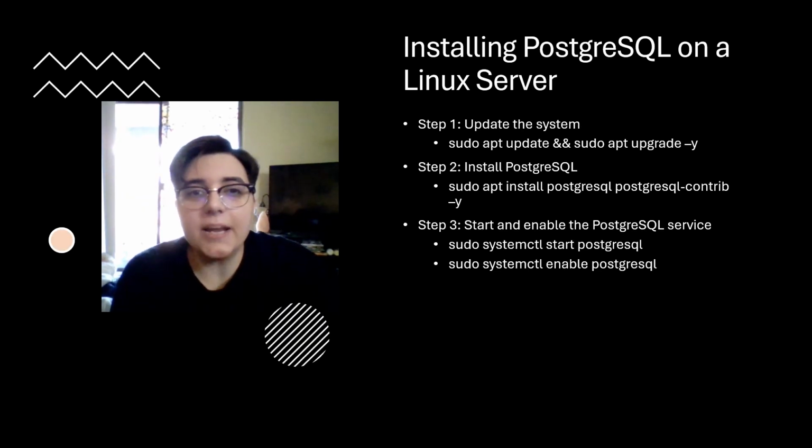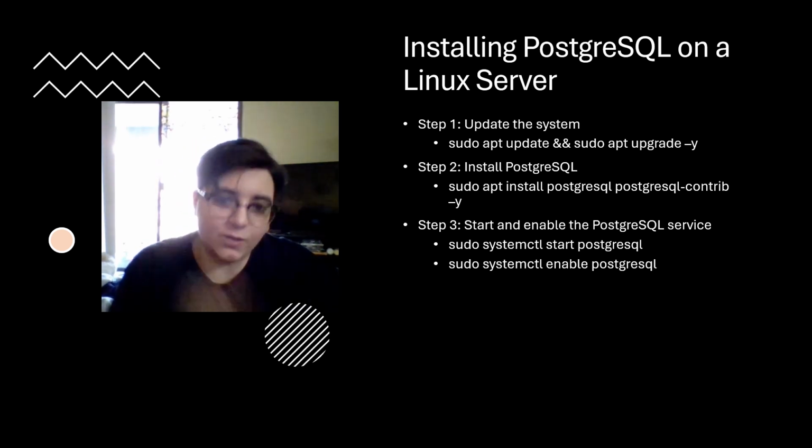All right. Getting PostgreSQL up and running on a Linux server is pretty straightforward. First, we update the system so we're working with the latest packages. Then we install PostgreSQL along with some necessary utilities. Once it's installed, we start the PostgreSQL service and enable it so it automatically runs on boot. At this point, Postgres is technically running, but it's only listening on the local machine. If we want to access it from another system, like our Kali Linux box, we need to tweak the settings just a little bit.